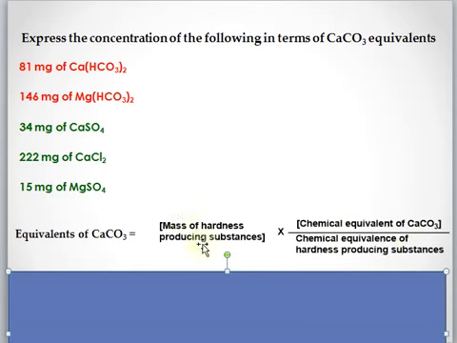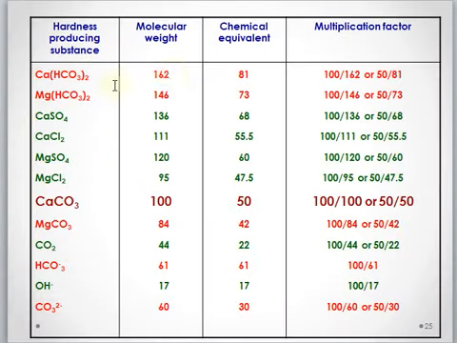Let us look at each of these values. Mass of the hardness producing substance for the first one is 81 milligrams. So, it is 81. Chemical equivalence of calcium carbonate is 100. Okay. And the denominator, chemical equivalence of the hardness producing substance, in this case calcium bicarbonate, is 162.